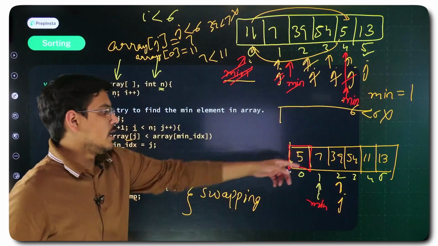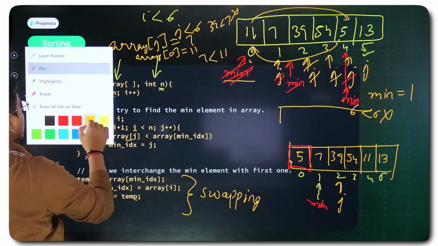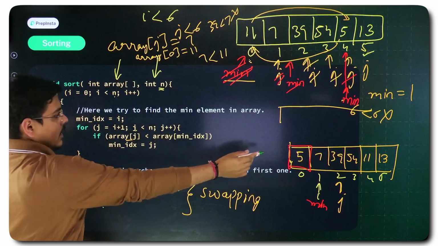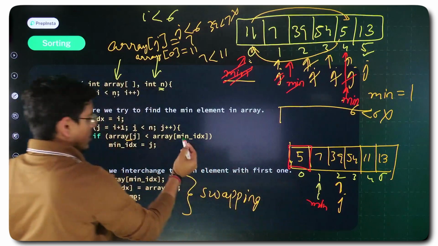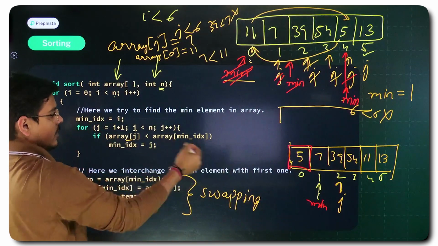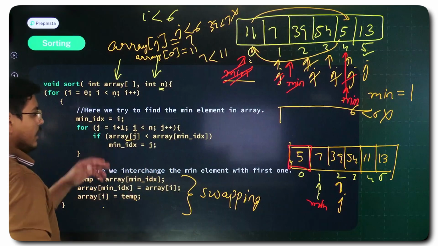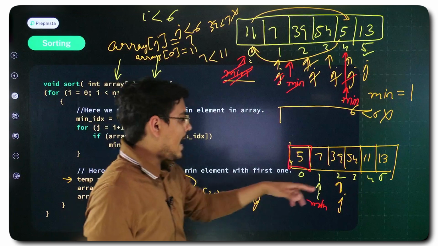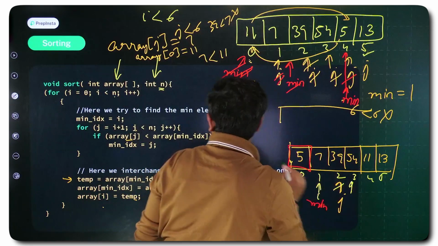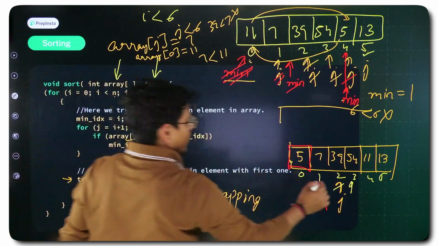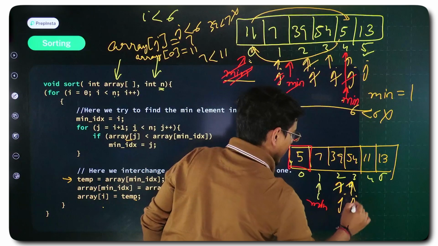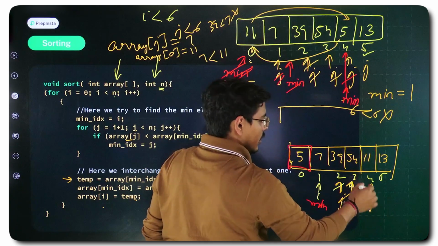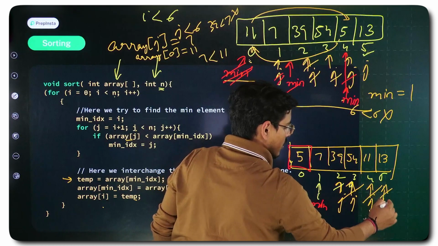Now 39 is not less than 7. If actually what we are comparing is array of j, so 39 is not less than array of minimum index, 39 is not less than 7, false, this will not execute again. Now 54 is not less than 7, it will again not execute. So j will keep on incrementing, right? The j value would keep on incrementing every time, and then it reaches here. It again doesn't stand true.